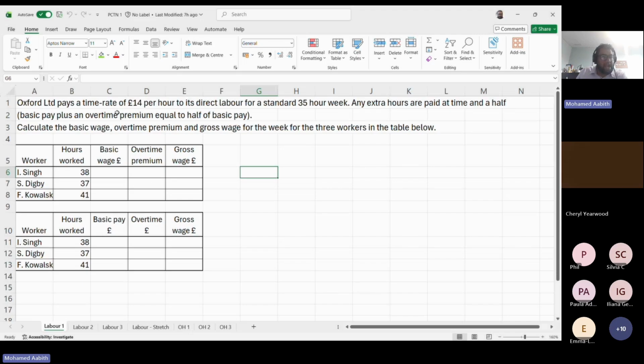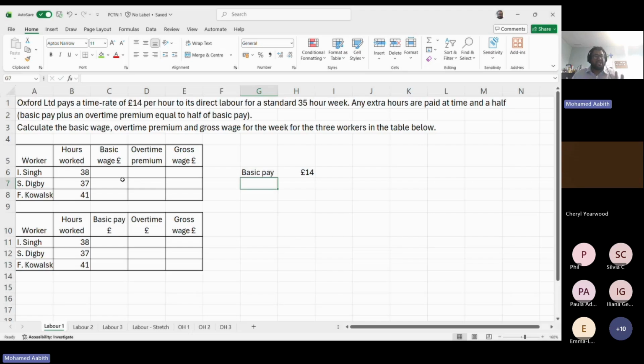Oxford Limited pays a time rate of £14 per hour to its direct labor for a standard 35-hour week. Any extra hours are paid at time and a half: basic pay plus an overtime premium equal to half of basic pay. So I'm going to quickly put it here. Basic pay is £14, so I'm going to put a pound sign on it. So it's going to be £14.